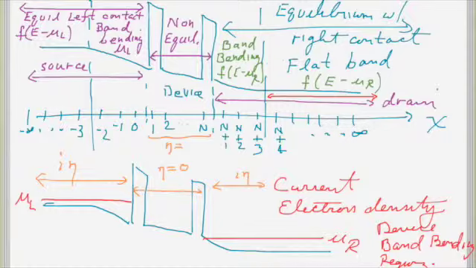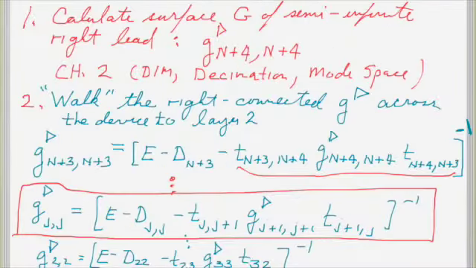Eta is 0 for sites 1 through n. And so, for example, in this block here, D n plus 3, you could include a negative i eta times the identity matrix, a negative i eta on the diagonal of the D matrix. Okay, so that takes care of the right lead.